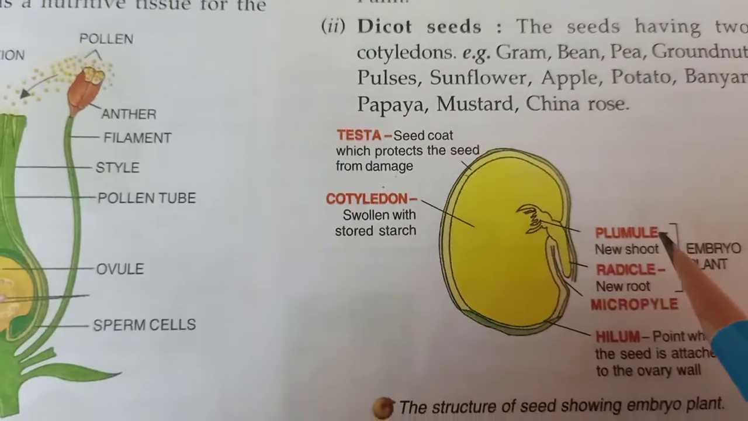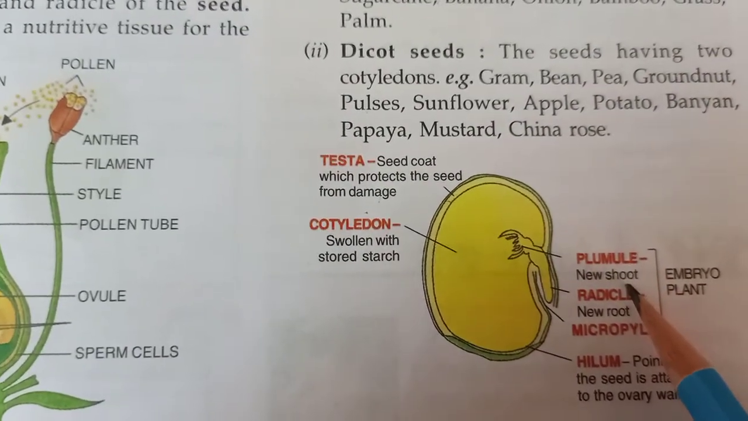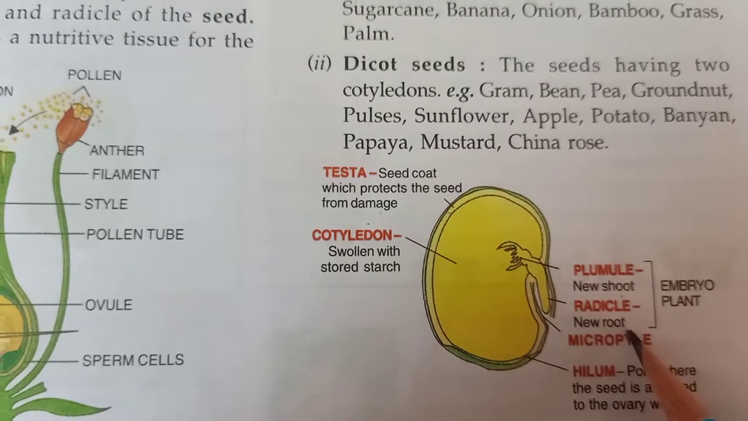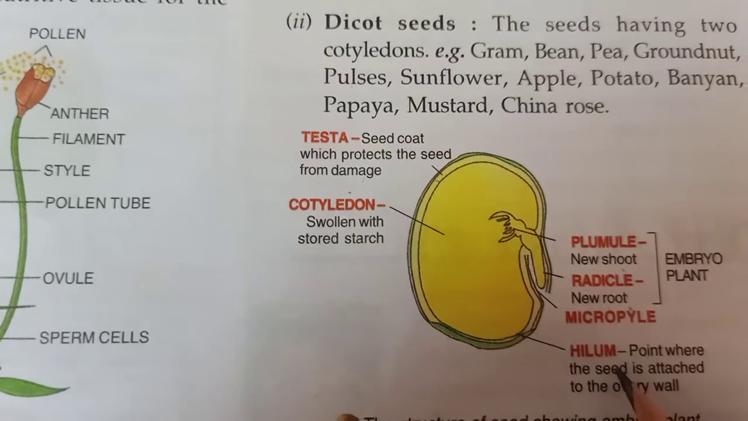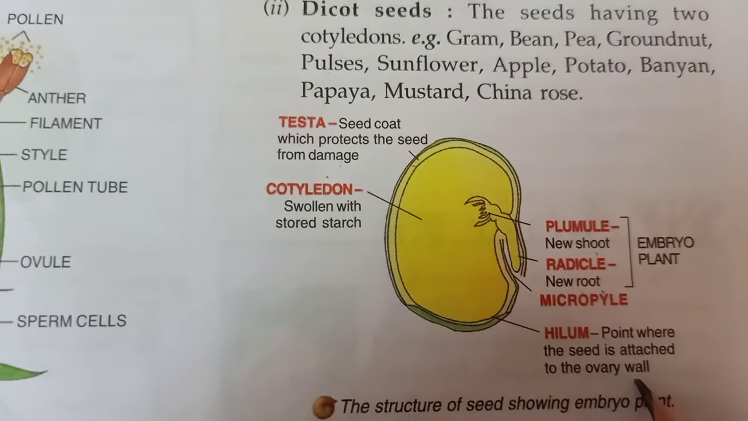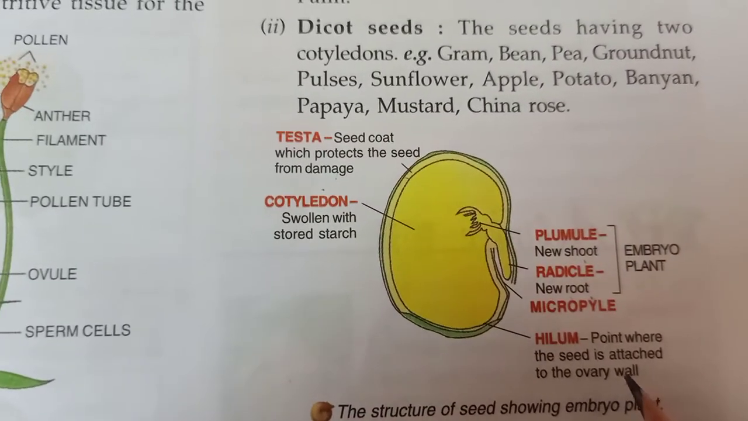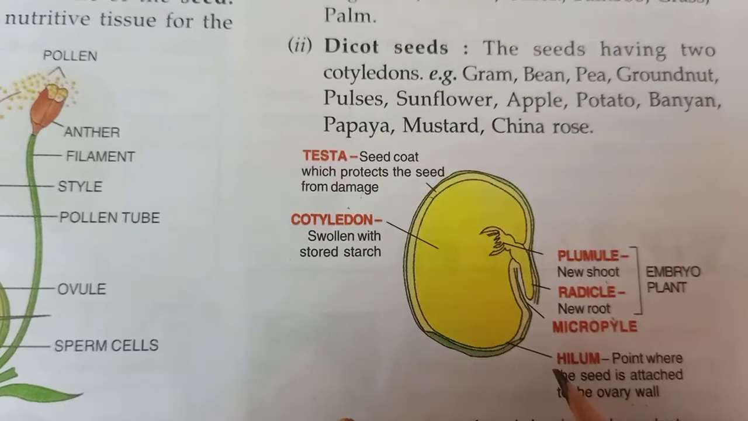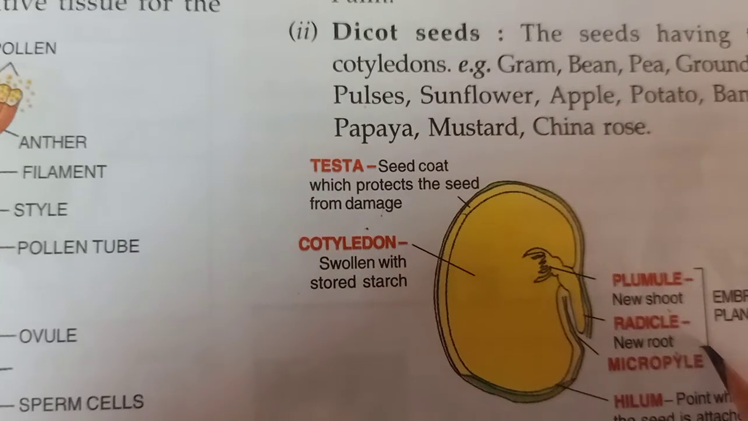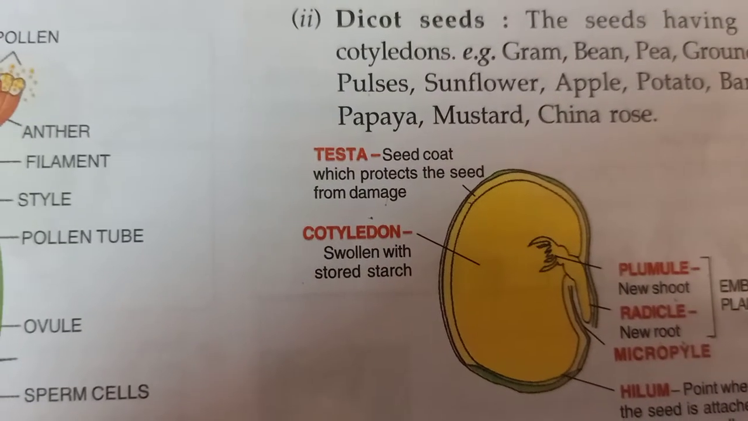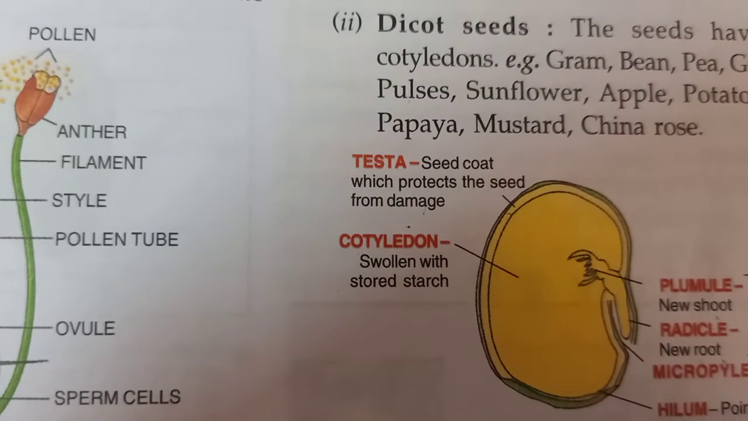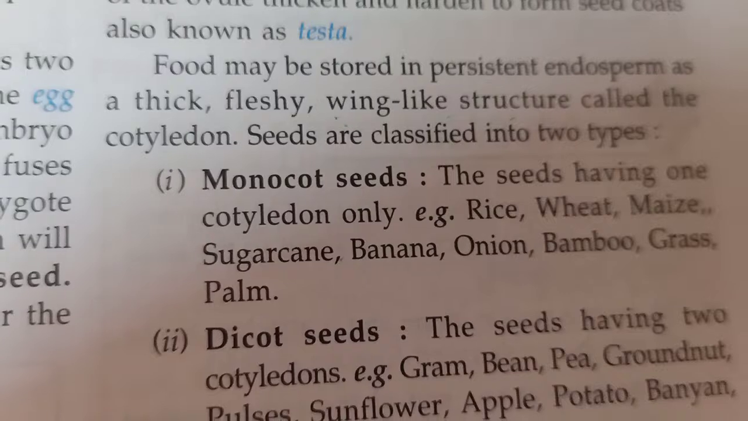Next is plumule. Plumule is the new shoot. Then radicule. Radicule is the new root. Then hilum. Hilum is the point where the seed is attached to the ovary wall. This point from where the seed is attached to the ovary wall is known as hilum. Together plumule and radicule make the embryo plant. So this is the diagram of the seed showing the embryo plant. You have to learn this diagram.